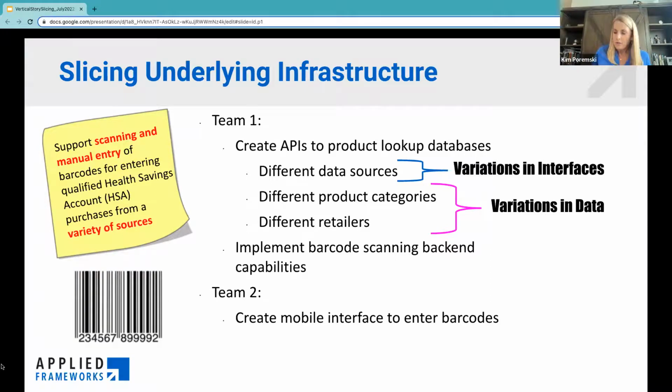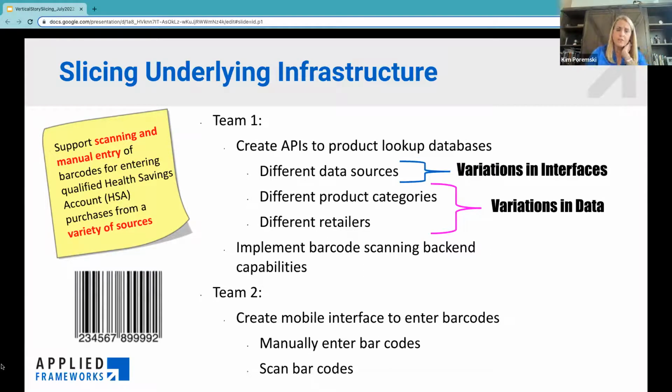So when we started talking about it a little bit more and digging in, I started asking the product owner for the mobile team, and they said, well, first we're going to manually enter barcodes just using the numbers, and then eventually we're going to build in the ability to scan it all in. But right now we can't do anything. Our hands are tied. So again, simple, complex pattern for the mobile team.